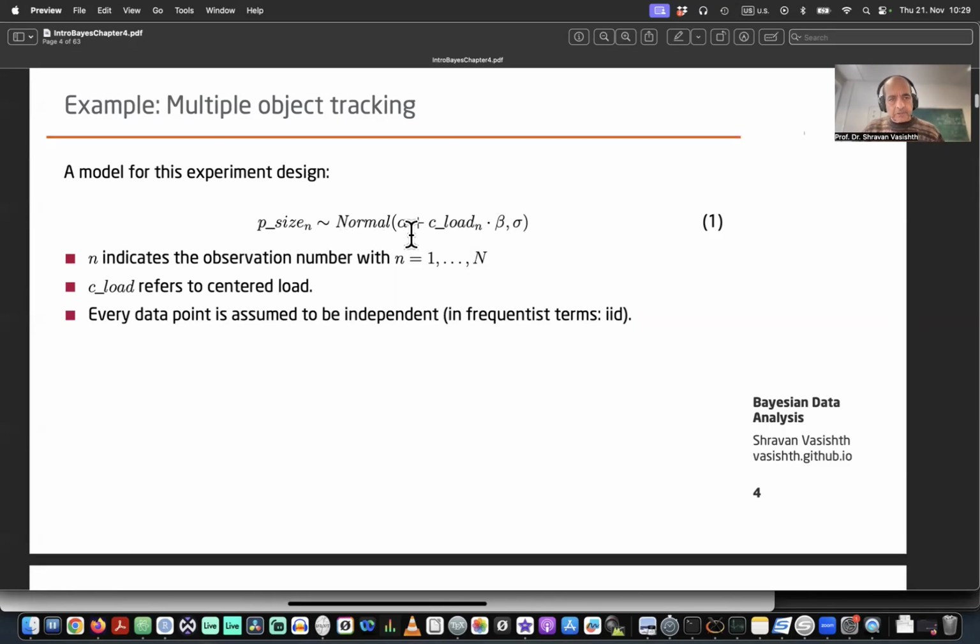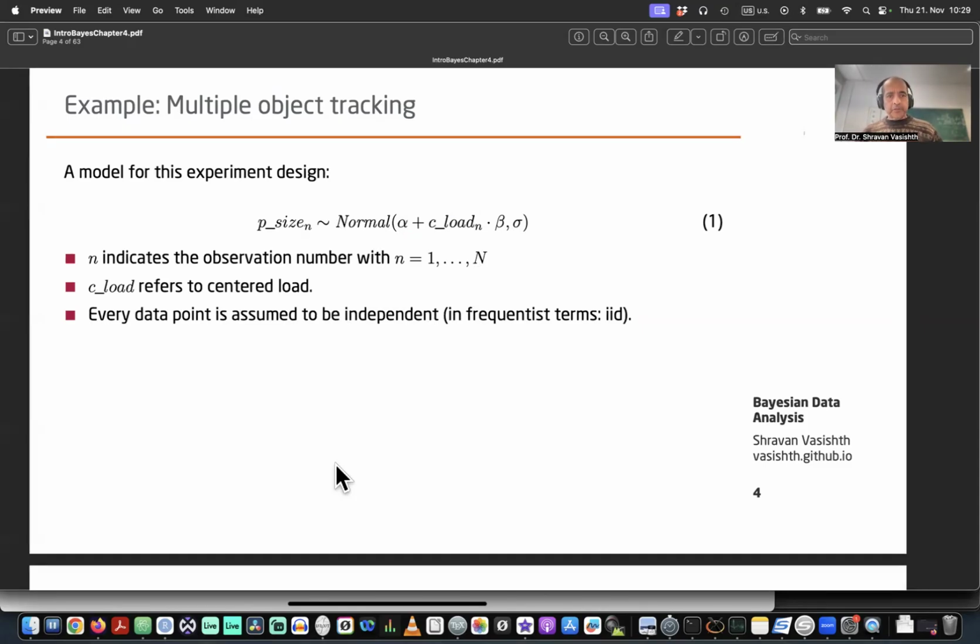You have some intercept. So the intercept is this thing here, right? The value of the intercept will depend on the level of the load that is set up in the experiment. I'll show you the data frame in a moment. And sigma is, of course, the residual standard error, right? All right.